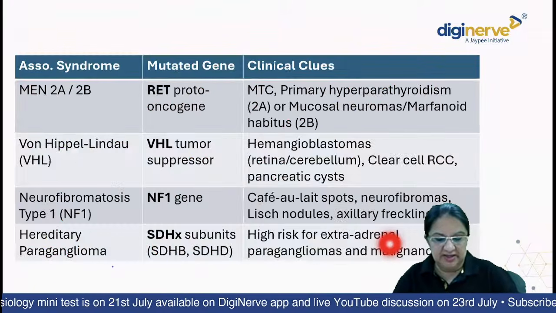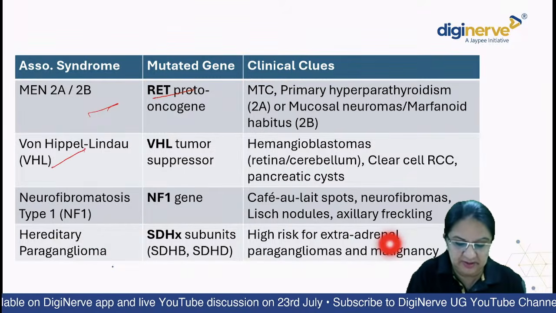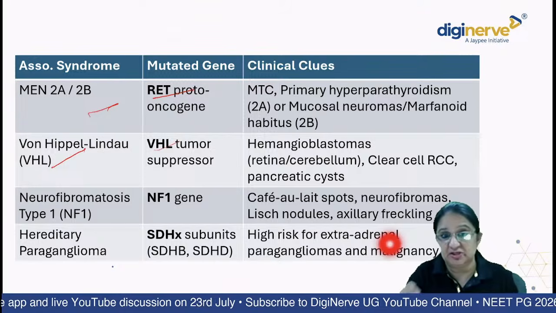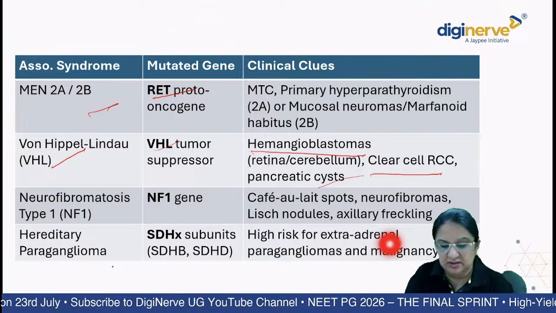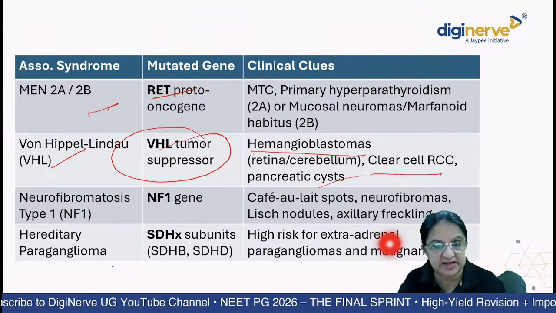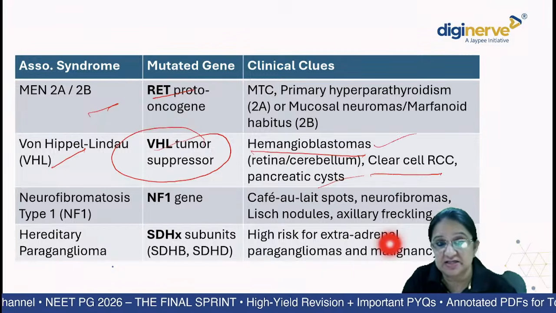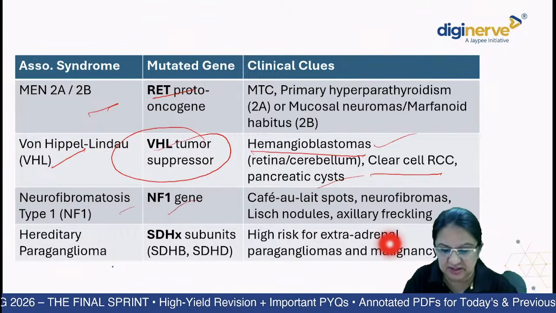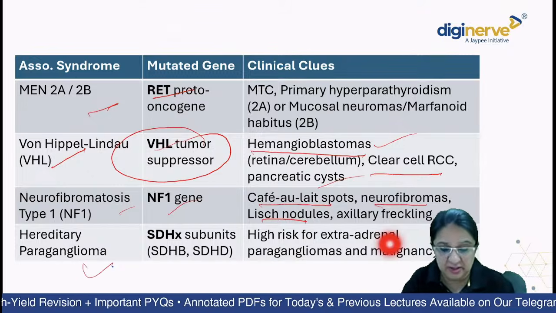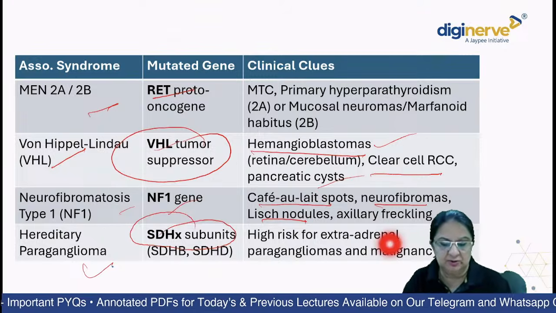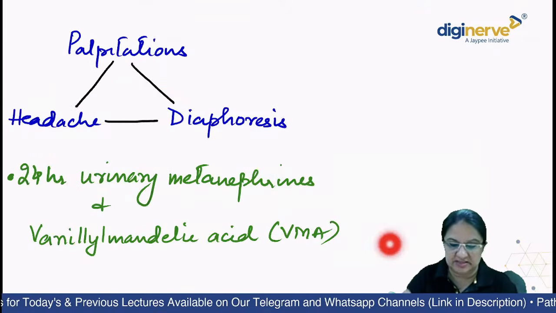Okay. So again, you can see the associated MEN2A, RET proto-oncogene, von Hippel-Lindau syndrome, VHL tumor suppressor gene. What do you see here? Hemangioblastoma, clear cell renal cell carcinoma, pancreatic cyst. This has also been asked as a question in INI-CET. Then NF1 gene, cafe-au-lait spots, neurofibroma, Lisch nodules. Hereditary paraganglioma, SDHx subunits mutation. High risk for extra-adrenal paragangliomas and malignancies, right?